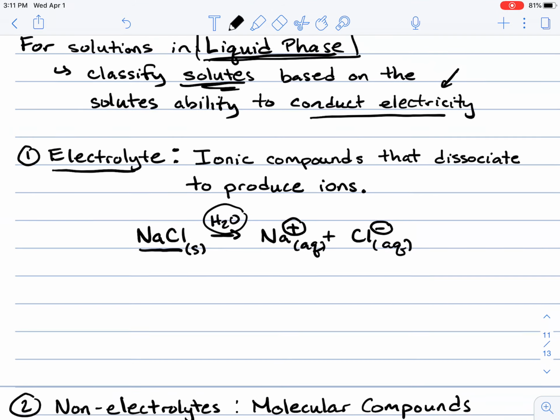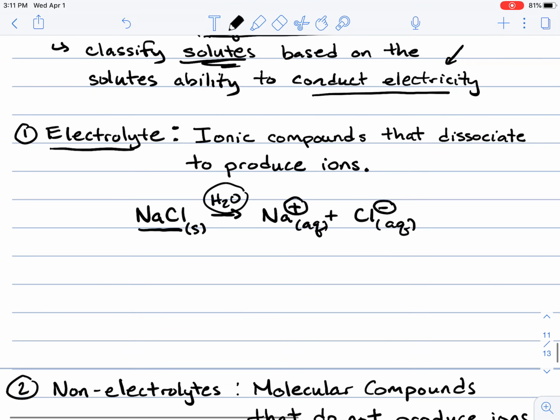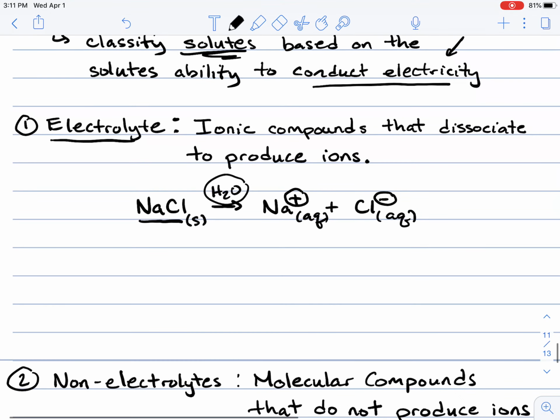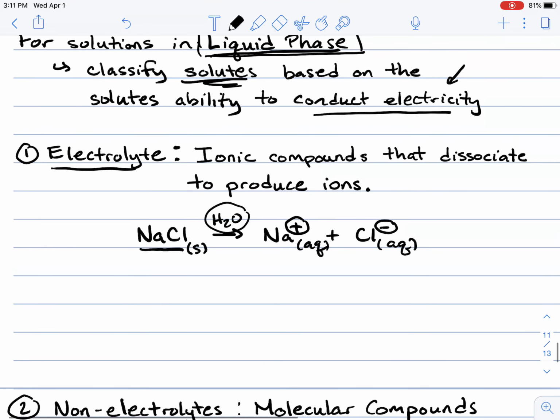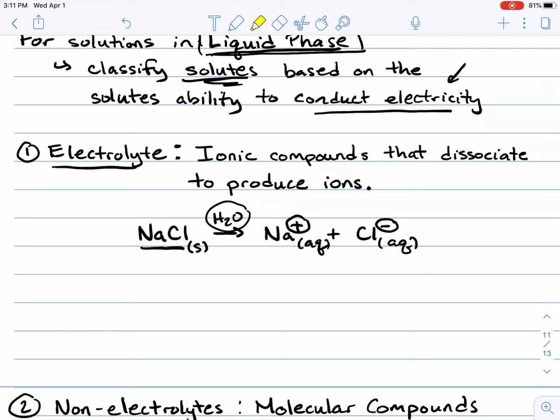Now, one of the things that you need to be able to do is look at a chemical formula and understand whether it's going to be an electrolyte or a non-electrolyte. I haven't gone over the definition of non-electrolytes explicitly just yet, so for now we'll just focus on electrolytes. The textbook definition is that electrolytes are ionic compounds. So how can you identify if a compound is ionic?